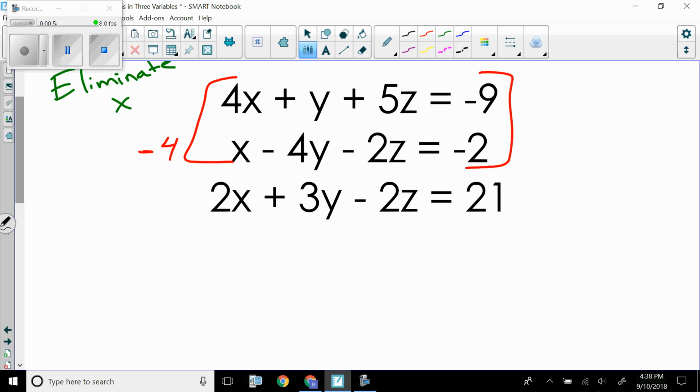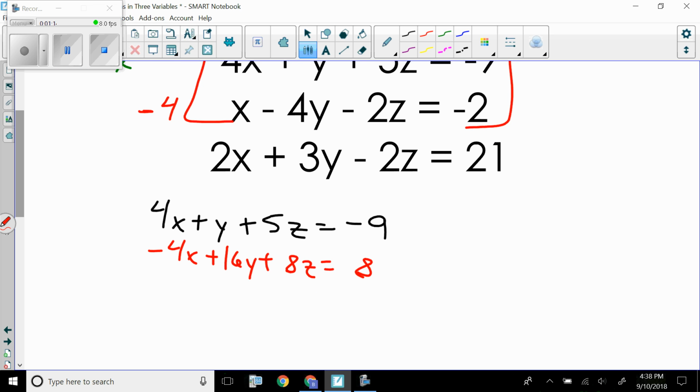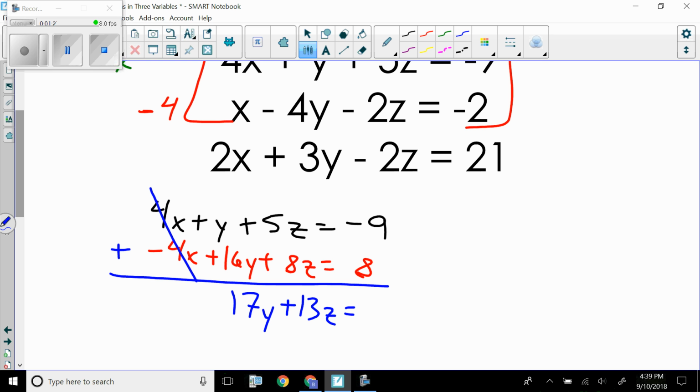So the top one, technically, I don't have to change at all. Right? But I do have to change the bottom one. That's a -4x plus 16y plus 8z equals 8. Now, I have the same coefficient except for opposite signs on the x's. I can add those. That'll cancel those out. That'll give me 17y plus 13z equals -1.